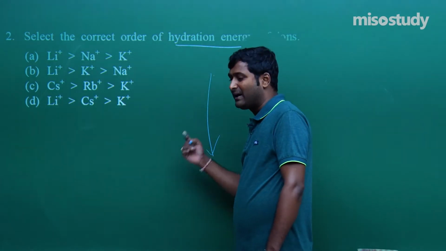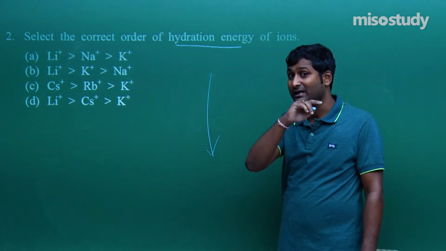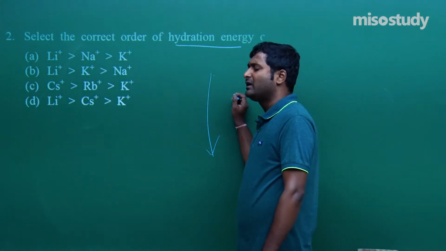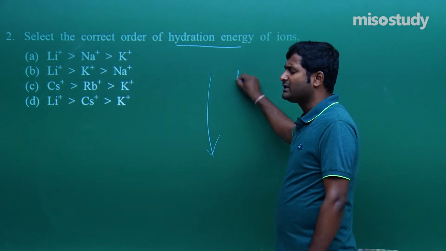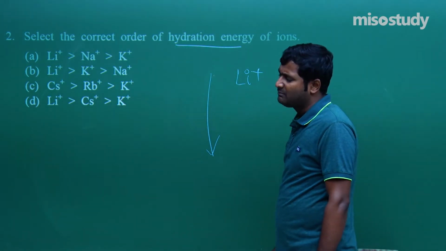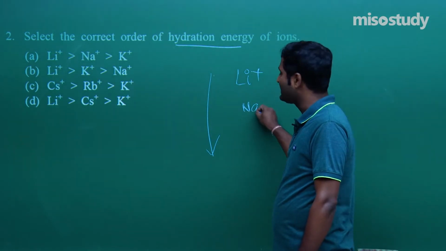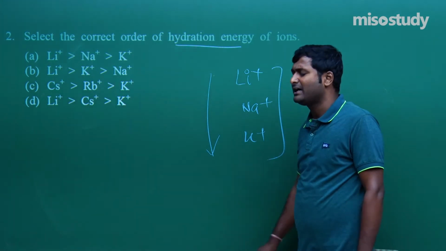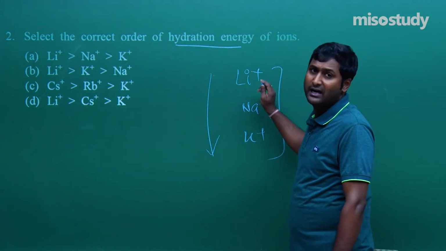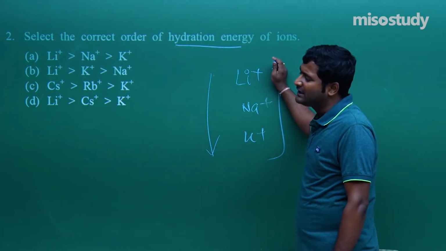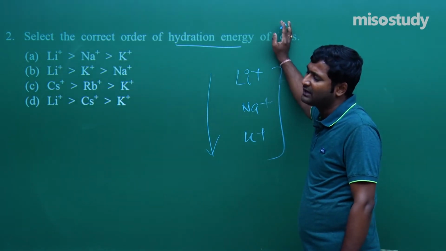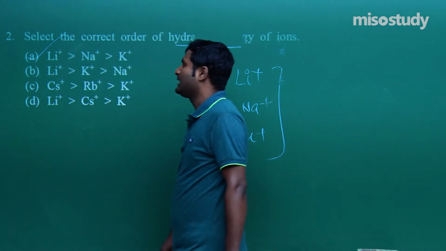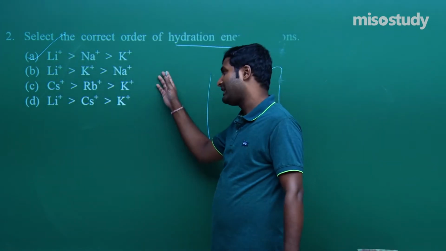Clear to you? And if higher hydration energy, then lower ionic mobility, or you can say ionic conductivity. So what will be the order? Sir, think on it. If I talk about Li+, it has a small size, then there comes Na+, then there comes K+. So which will have higher hydration energy? Tell me, friend. It's very simple. Close your eyes like me and tell me Li+, then comes Na+, then comes K+. So tell me, what is the order, friend? This is the order: Li+, Na+, K+. So option A is correct.